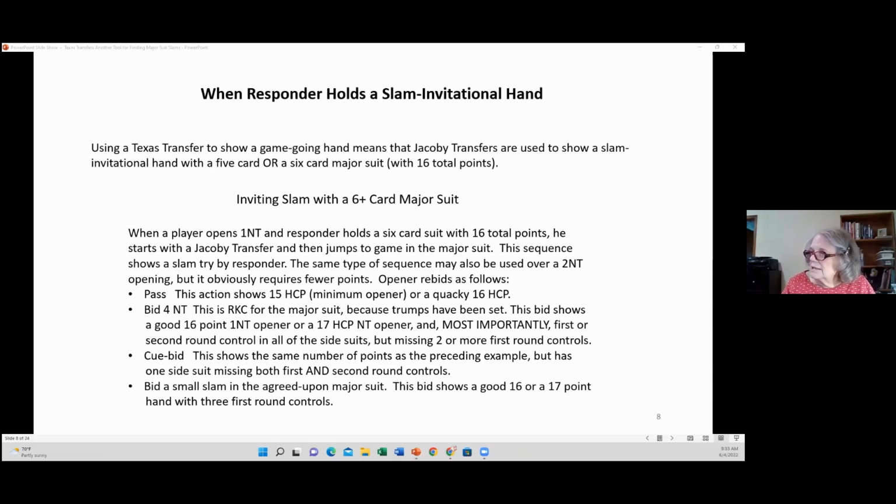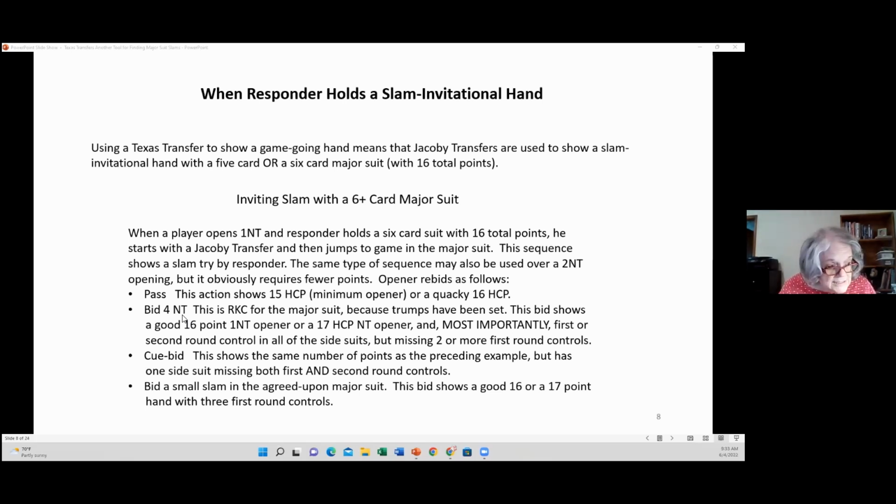So the opener rebids in the following manner. If he has a minimum, he's going to pass the game bid. He's going to say, not today, partner. I either have 15 or I have a really awful looking 16. He can bid 4 no trump.